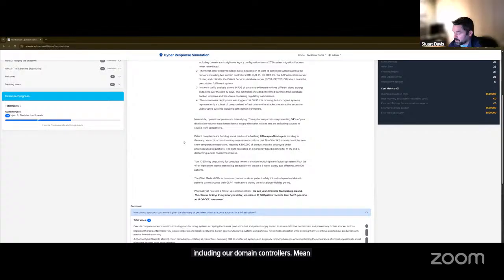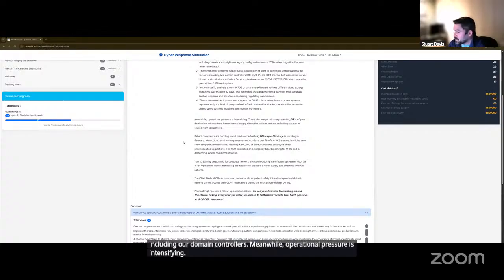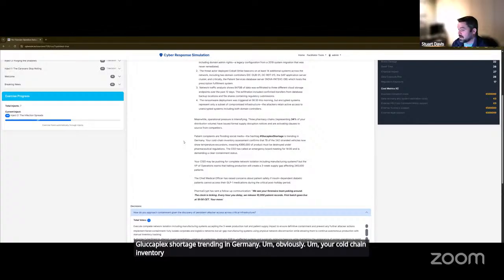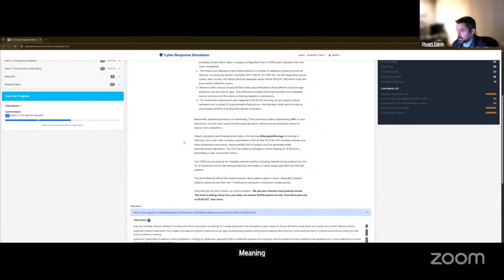Meanwhile, operational pressure is intensifying. 3 pharmacy chains, representing 1/3 of our business and distribution, have issued formal supply chain disruption notices and are activating clauses to source from competitors. Patient complaints are flooding social media with the hashtag Glucoplex shortage trending in Germany, obviously. Your cold chain inventory assessment confirms that 78 of the 342 stranded vehicles now show temperature excursions, meaning about €1 million worth of products must be destroyed under pharmaceutical regulations.